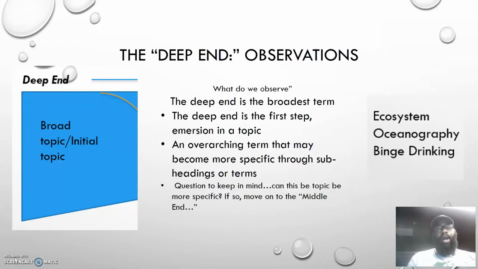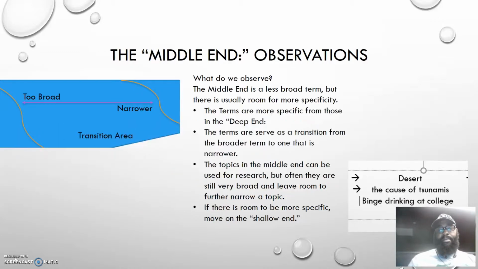Ecosystem, oceanography, binge drinking: these are broad topics, and they have a lot of other information that goes underneath them, but these are very broad immersion topics, stuff to get you started and thinking about what direction you might want to go. So our deep end is when you're initially introduced to this, and the question to keep in mind is, can a topic be more specific? If so, then we move to the middle end. The middle end is our transition area. What do we observe? It's a less broad term, usually with room for more specificity.